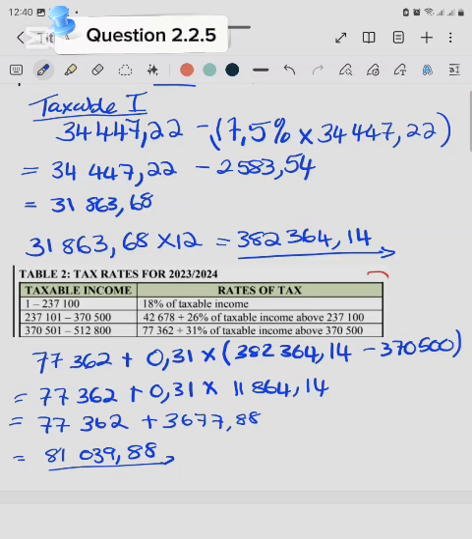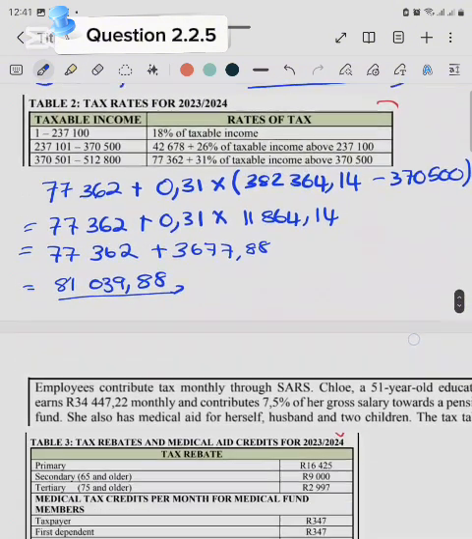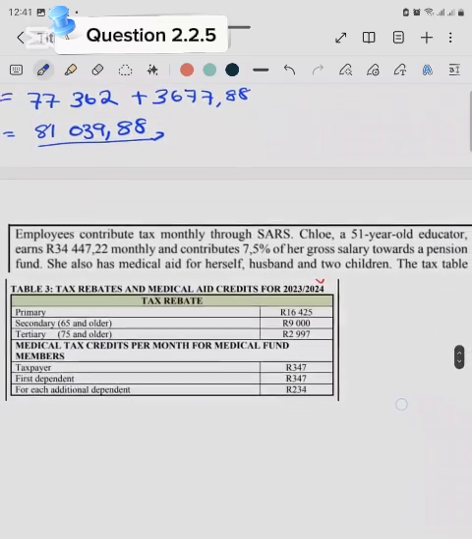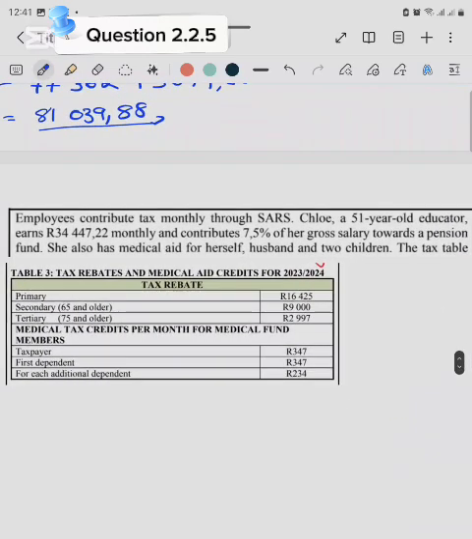Okay. So now this is our tax, but it's our tax before rebates come off. So you're never going to stop at this point because this is now before we've done rebates, and rebates come off for every person. So we now need to go back to our scenario and see what we know about the rebates. Well, firstly, we have our age rebate, and she's 51 years old, so that means she gets one rebate. So that tells me now I need to take my 81,039 that I'd worked out previously, and I need to take off my annual rebate of 16,425 Rand.